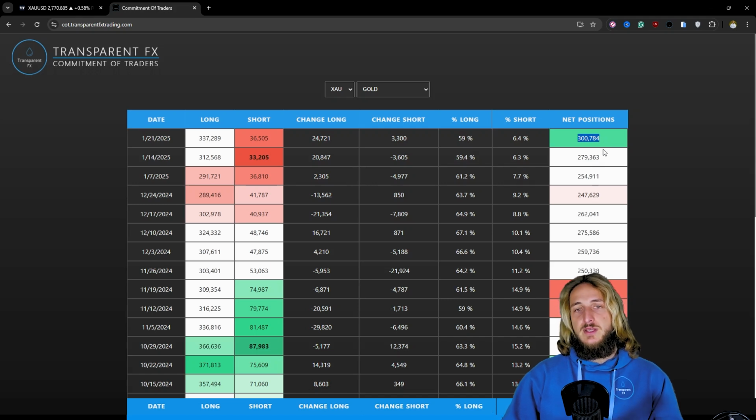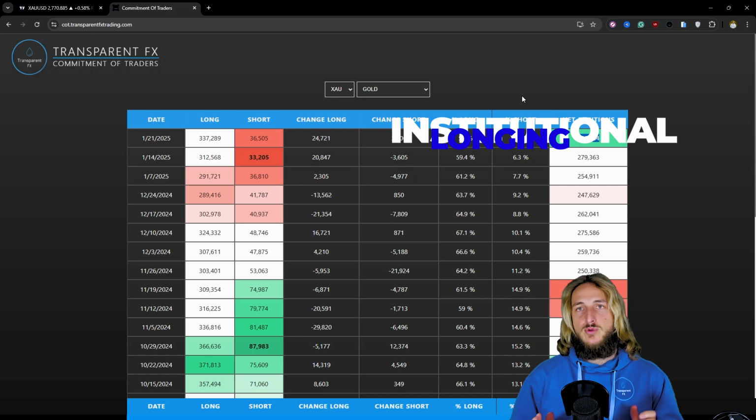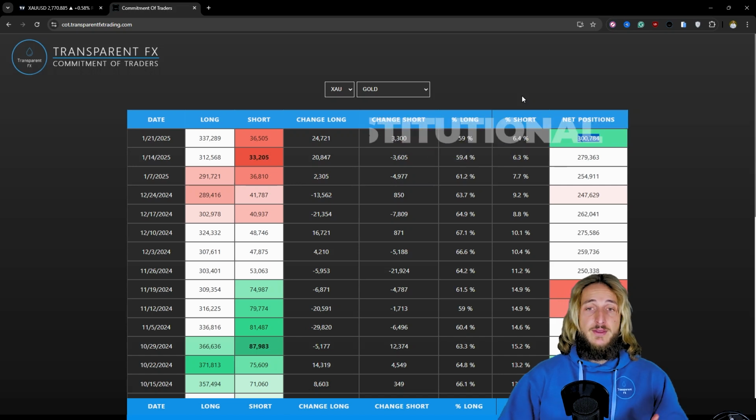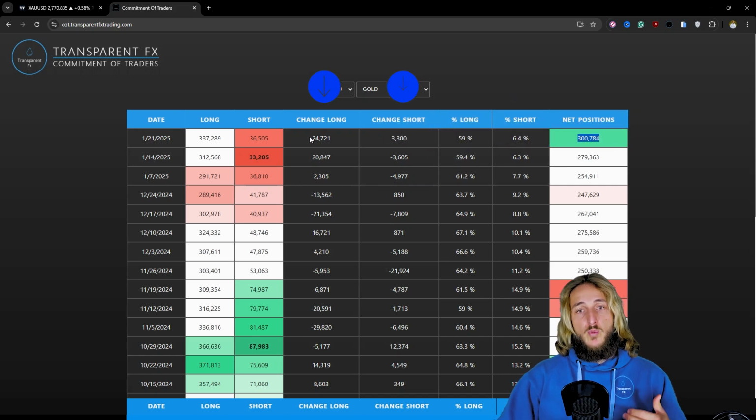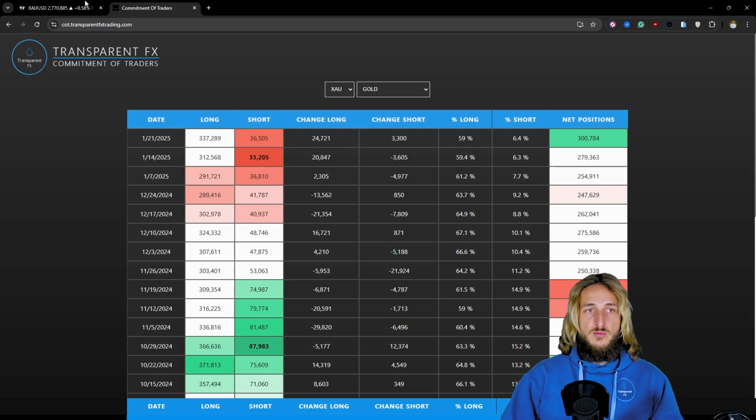So we had a massive increase of the net positioning, showing how institutions have been moving back to the bullish side for gold, therefore making it stronger. With 24,700 longs added just with the last report on gold, therefore making it very strong. Now, let's keep all of this in mind and move back to the chart.